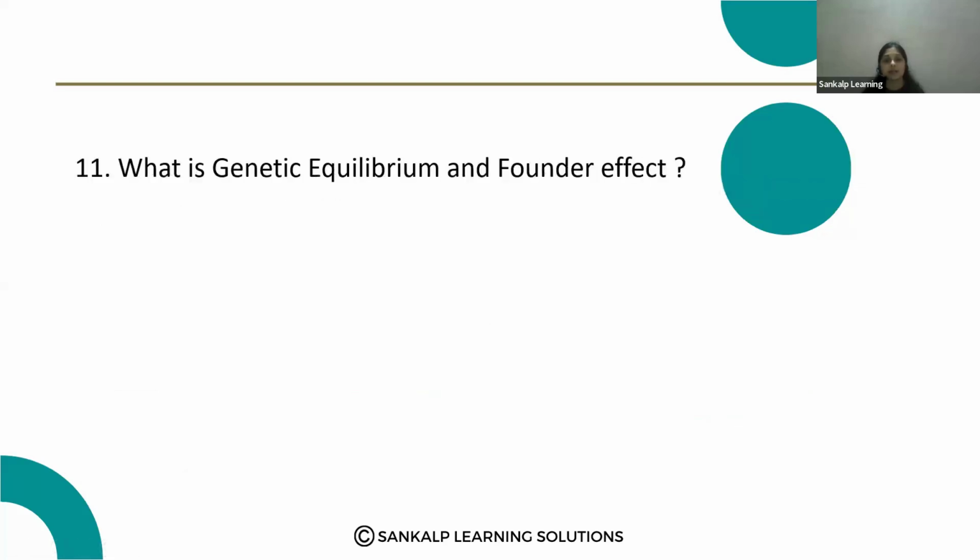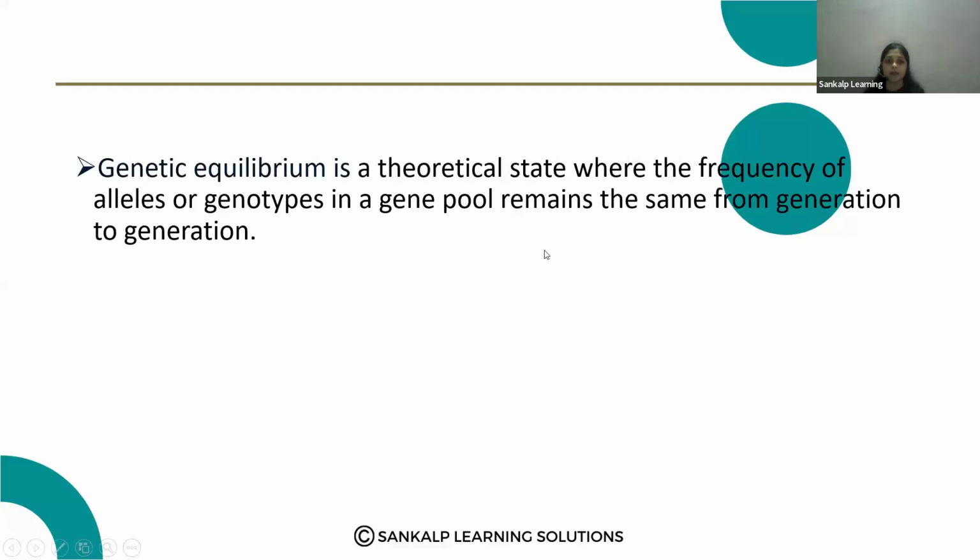What is genetic equilibrium and founder effect? You have to define each for 1 mark. Genetic equilibrium is a theoretical state where the frequency of alleles or genotypes in a gene pool remains the same from generation to generation. That is the Hardy-Weinberg equilibrium.